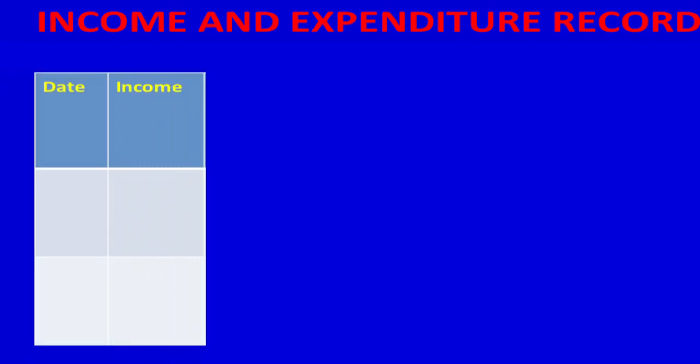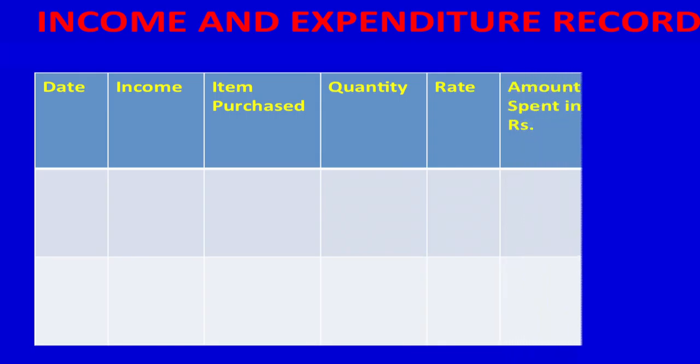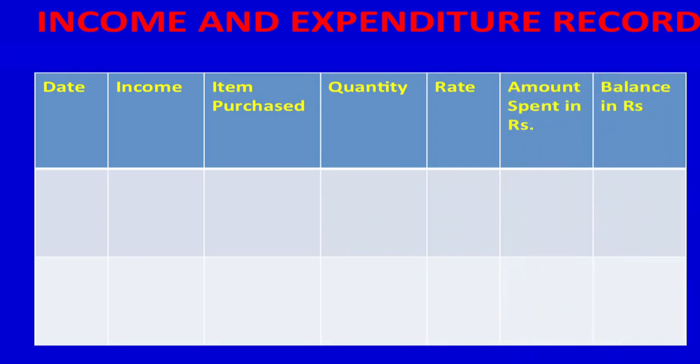We have to record the date, the income, total income, item to be purchased, quantity of the item to be purchased, the rate, amount spent in rupees, and total balance in rupees.